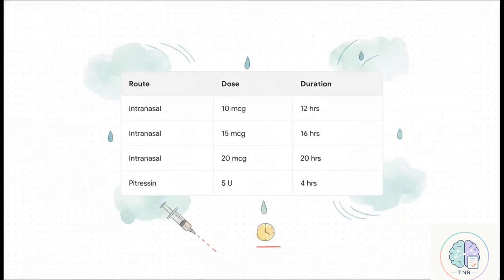Now, how does that stack up against the intranasal route and standard vasopressin? For intranasal desmopressin, a 10 microgram dose gives you about 12 hours of action. 15 micrograms gives you 16 hours, and 20 micrograms gives you 20 hours. But contrast that with standard arginine vasopressin injections at 5 units, which is 12.5 micrograms. Those only have a mean duration of action of 4 hours and can range anywhere from 4 to 8 hours. This proves exactly what we were talking about earlier. Standard vasopressin is significantly shorter acting than desmopressin.